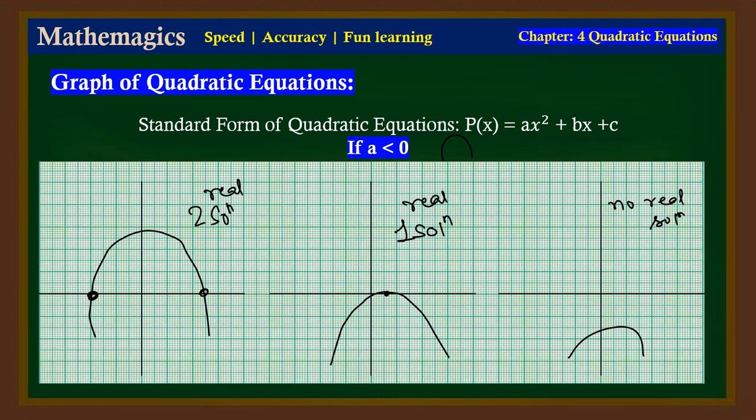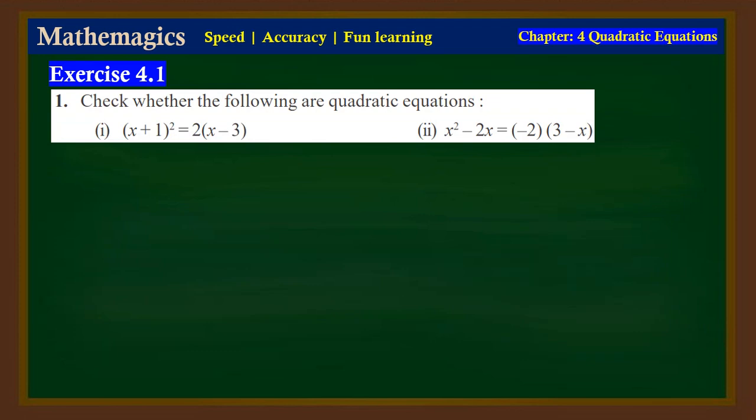Now we are moving forward to exercise 4.1 and we are going to take some questions to understand. The question is asking to check whether the following are quadratic equations. It means we are going to solve it first, and to be a quadratic equation, the maximum power or the degree of the equation should be 2. That means it should be in the form of ax square plus bx plus c, and the most important thing is the maximum power should be 2. If it exists, then that is called a quadratic equation.